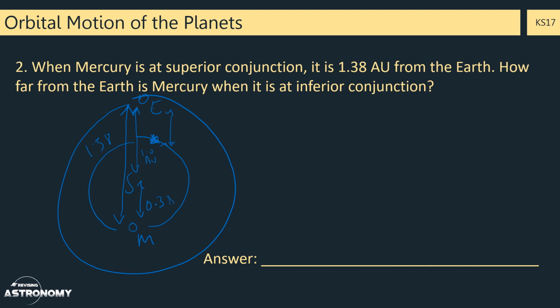Well, we know that the distance from the planet Mercury to the Sun is 0.38 astronomical units, because we worked that out here, and we know that the total distance is 1. So therefore, to work out this missing chunk here, we need to do the total distance 1 minus the distance to the Sun from the planet. So that will give us an answer of 0.62 astronomical units.